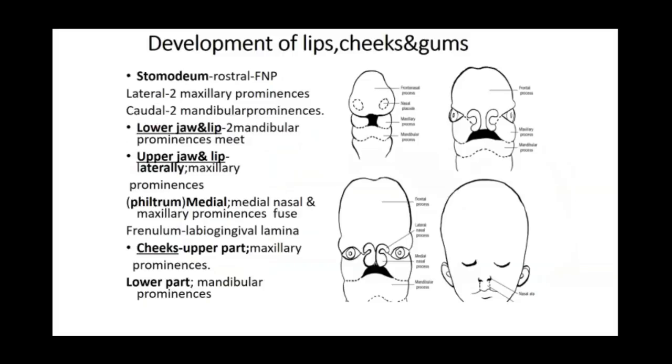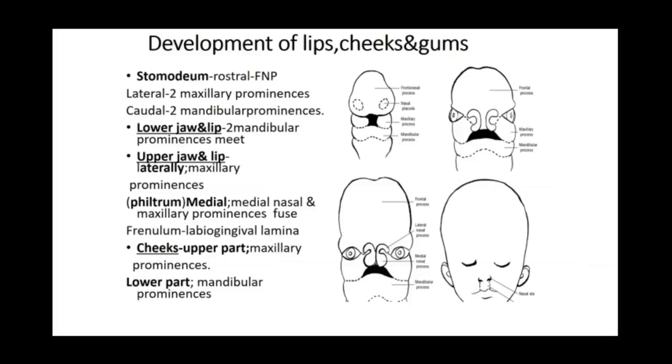The lower jaw and the lip: two mandibular processes are going to meet together, and they're going to give you your mandible and the lower lip. The upper jaw and the upper lip: laterally, the maxillary prominences are going to move forwards. They're going to meet the medial nasal prominence, and they're going to fuse, and they're going to give rise to the upper lip and also this philtrum of the upper lip. That is the small portion which they have highlighted. That is the small portion where the medial nasal prominences meet, and they form this central portion where you see a sort of a cleft or a depression in the lip.